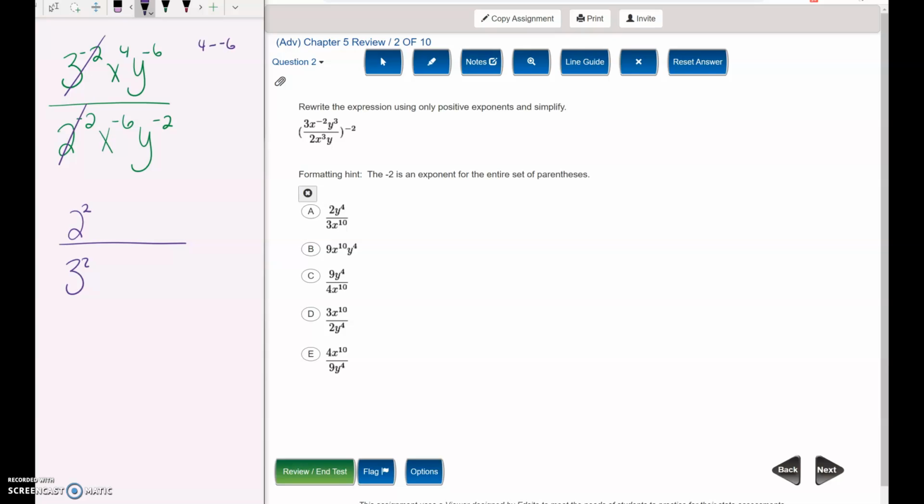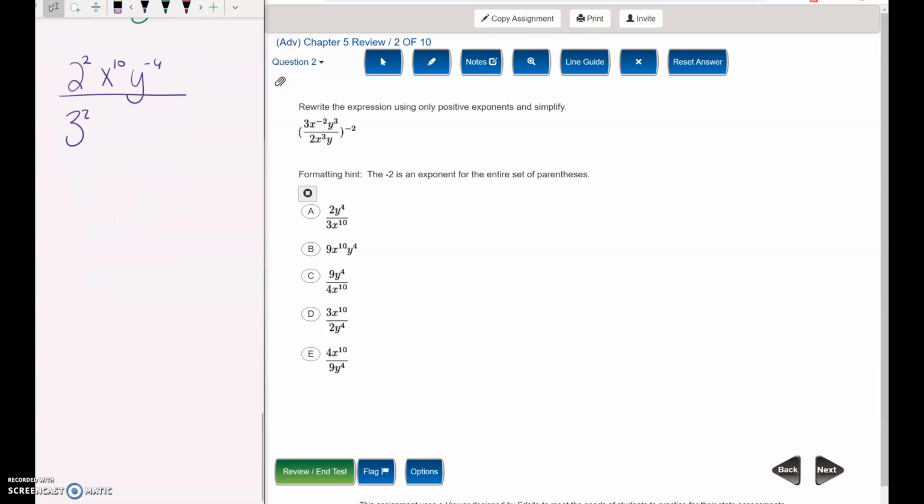4 minus, excuse me, a negative 6 is positive 10. So we're going to have x to the 10th on the top. Negative 6 minus a negative 2 would be negative 6 plus 2, which is negative 4. So we'd have y to the negative 4th. That y to the negative 4th has to go to the bottom.